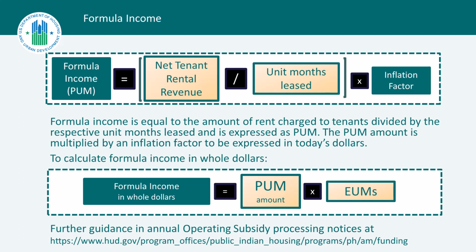PHAs should only adjust pre-populated formula PUM income for allowable income disregard programs, or in the case of non-asset management PHAs with multiple projects that report only one project in FDS, or the pre-pop was based upon unaudited FDS, and an audited FDS submission was subsequently approved. PHAs should also see guidance provided in the annual Operating Subsidy Processing Notice. To calculate the formula income in whole dollars, the per unit month amount will be multiplied by eligible unit months to determine the final amount.